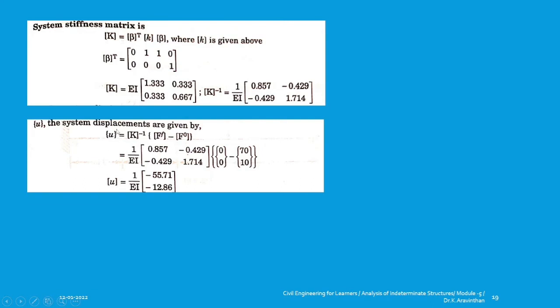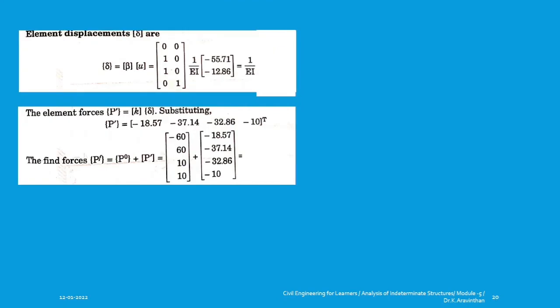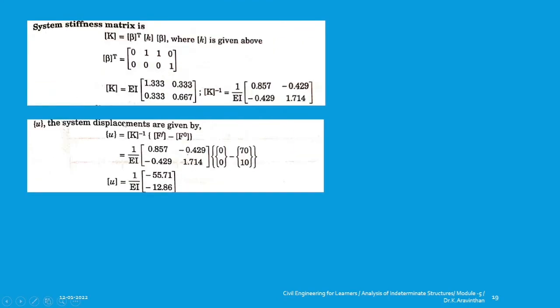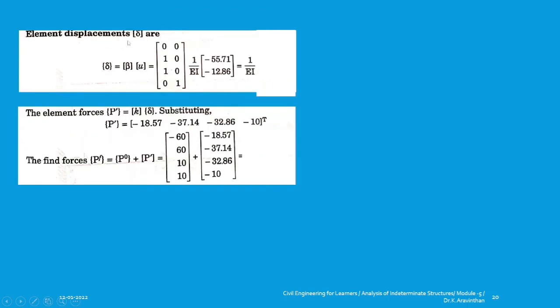So for each and every step you have a letter, and for a letter you have an indication. So that is the explanation, the abbreviation. Okay. So now you can find the element displacement matrix. This is system displacement, and del is element displacement. How to find that? U is the system displacement. What you got is minus 55.71 and minus 12.86.